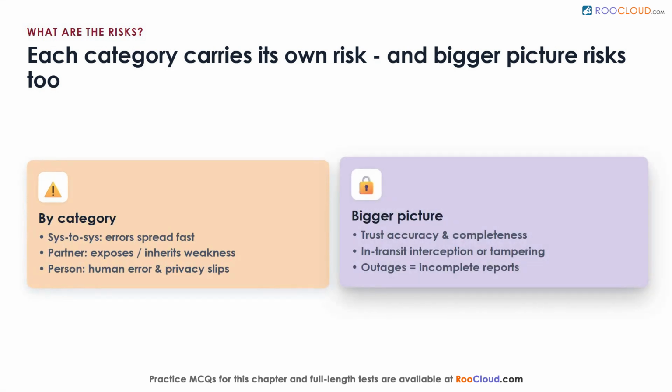Now step back to the bigger picture. You have to trust the data is accurate and complete. A faulty interface can feed bad numbers into management reports. Even a tiny error can trigger compliance liability. There's also the data in transit. What leaves the source must match what lands at the destination. Along the way, it can be intercepted or tampered with. Think of a shared drive open to the wrong person, or a phishing attack. And an outage can make data unavailable mid-transfer, producing incomplete reports.